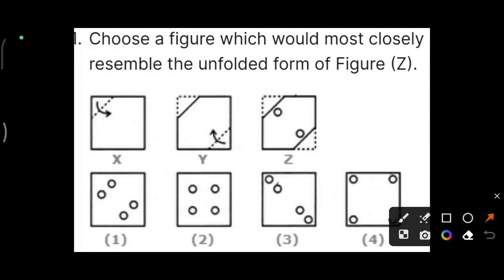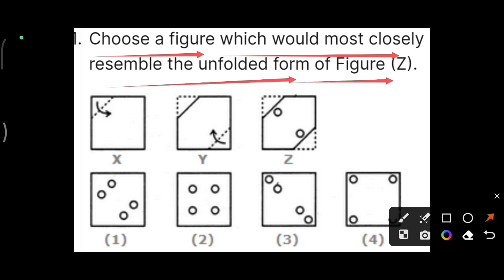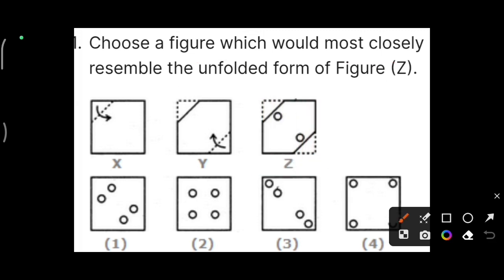In this video, let us see the first question. The first question is given like this. Choose a figure which would most closely resemble the unfold form of figure Z. So when we unfold this figure Z, we need to find which is that. The starting figure is given like X.